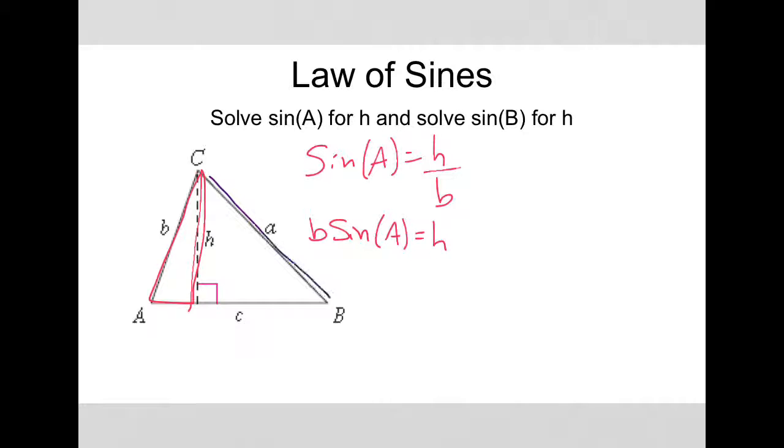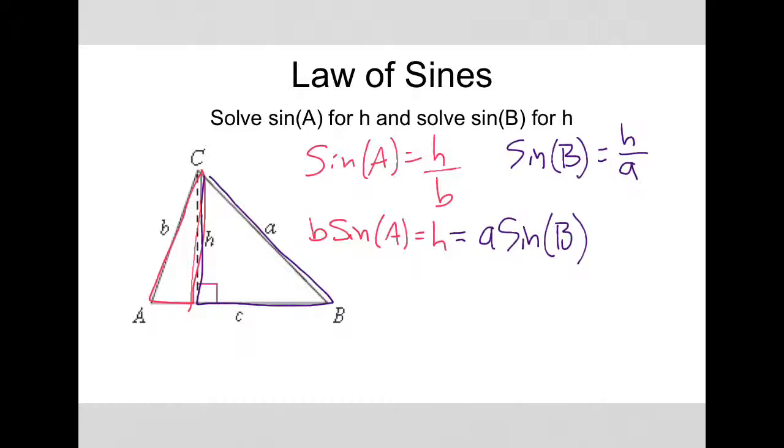And now I'm going to look at this triangle over here. And I'm going to look at angle B. And I'm going to say that the sine of angle B equals the opposite side, which is h, divided by its hypotenuse, which is a. And I'm going to multiply by a on both sides to get a times the sine of B also equals h. And so I have these two equations equal to each other. b sine of A equals a sine of B.